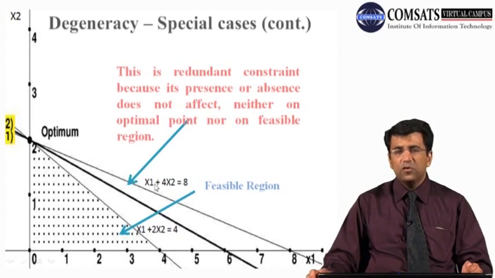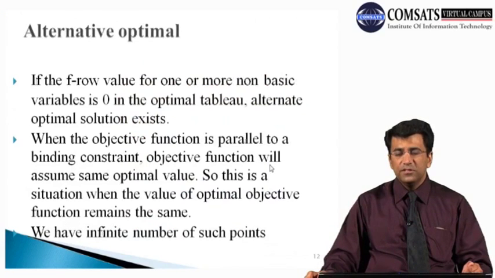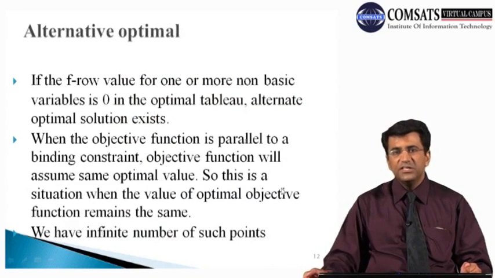So class, this particular constraint, that is x1 plus 4x2 is equal to 8, it is a redundant constraint because its presence or absence does not affect neither the optimal point nor the feasible region. So this is the particular example we just discussed relevant to that degenerated solution.